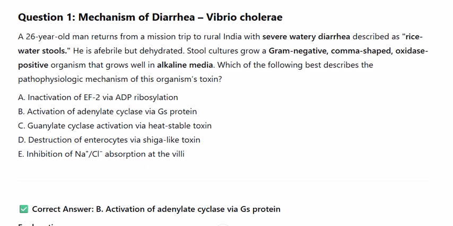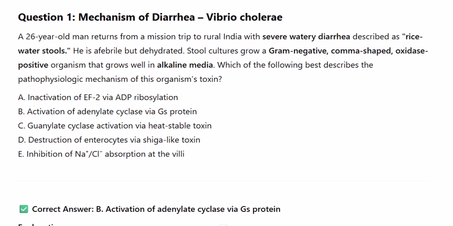A 26-year-old man returns from a mission trip to rural India with severe watery diarrhea described as rice water stools. He is afebrile but dehydrated. Stool cultures grow a gram-negative, comma-shaped, oxidase-positive organism that grows well in alkaline media. Which of the following best describes the pathophysiologic mechanism of this organism's toxin?